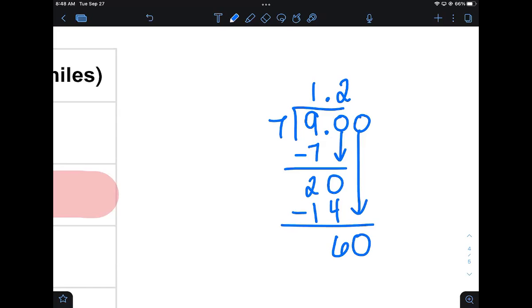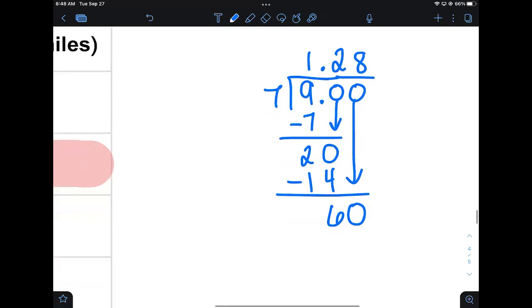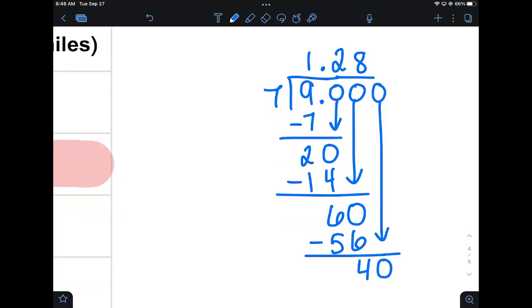7 into 60. Aiden, how many times does 7 go into 60? What is 7 times 8? 56. I agree with you. 7 times 8 is 56. We're going to get a difference of 4. This isn't going to give us a very pretty decimal, so I'm not going to keep going forever, but let's go one more decimal place, just in case we need it. And then we can just stop and say it rounds to about this.